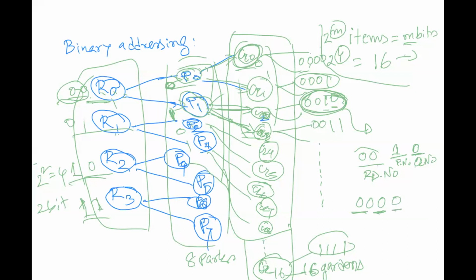From here you can start. This is 0 0 for road 0, and then park is 0, and garden 0. So either you can identify it as 0 0 0 0, or you can go through the road number, park number, and garden number by segmentation. So there are 2 ways you can interpret any binary addressing.